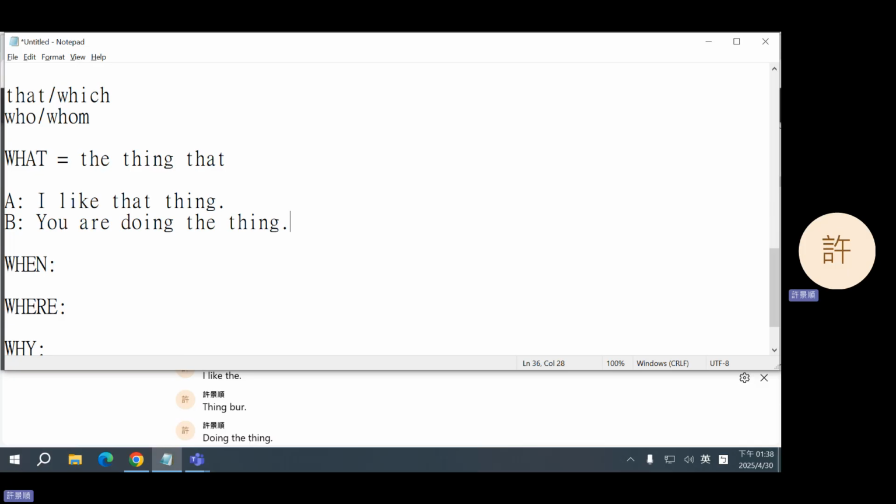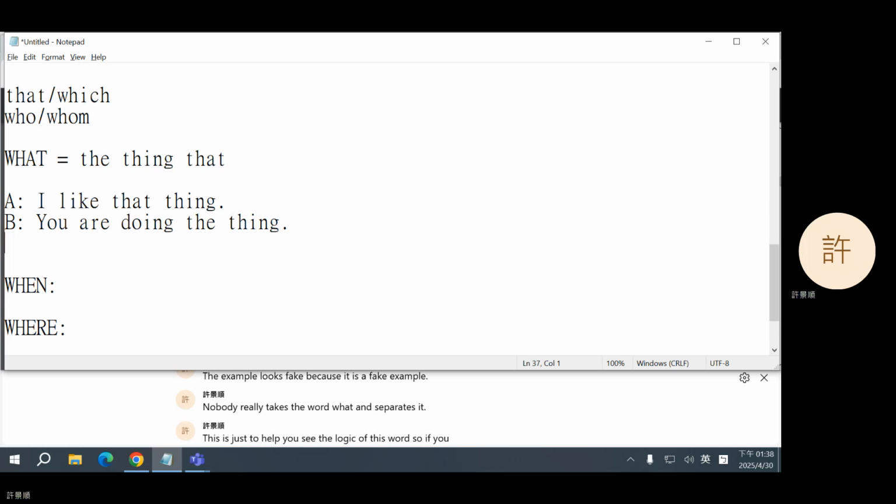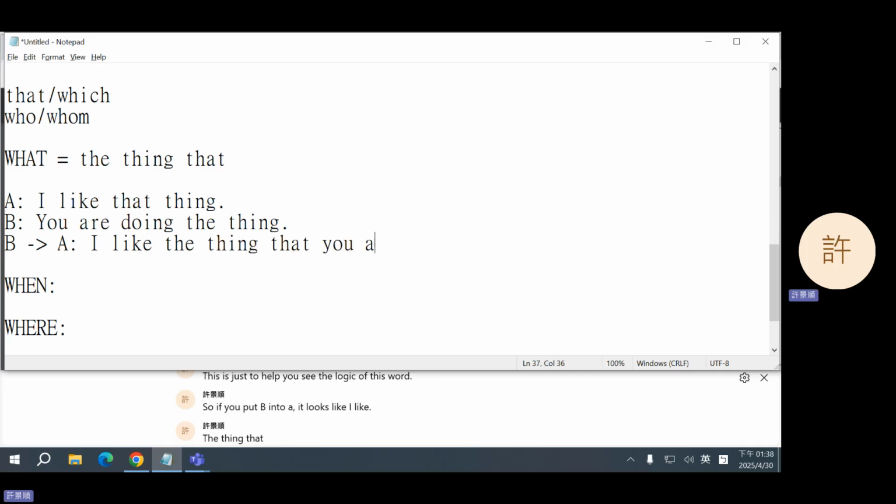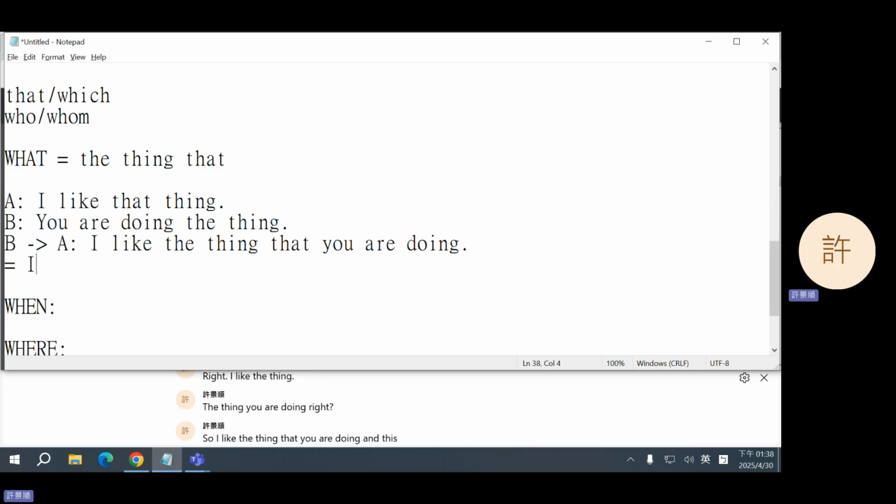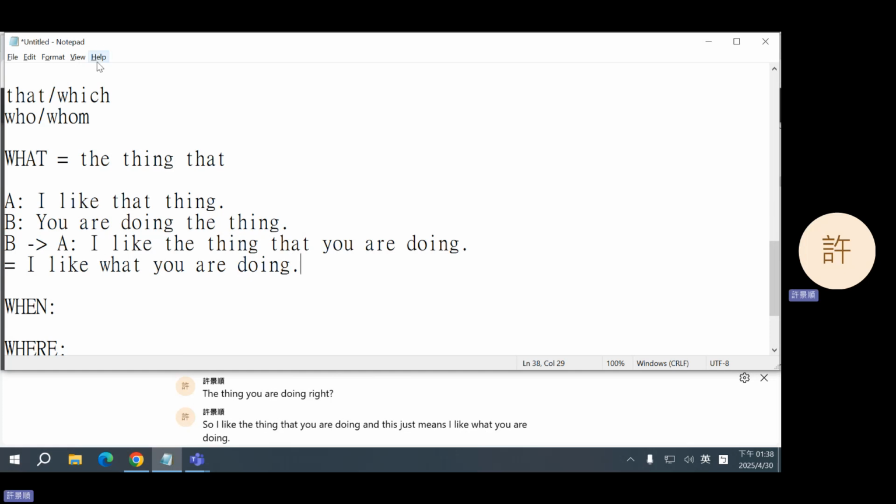The example looks fake because it is a fake example. Nobody really takes the word "what" and separates it. This is just to help you see the logic of this word. So if you put B into A, it looks like "I like the thing that you are doing." Right? "I like the thing you are doing." And this just means "I like what you are doing," because "what" equals "the thing that".